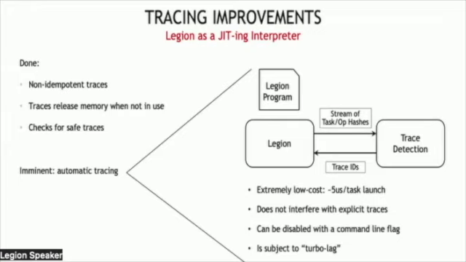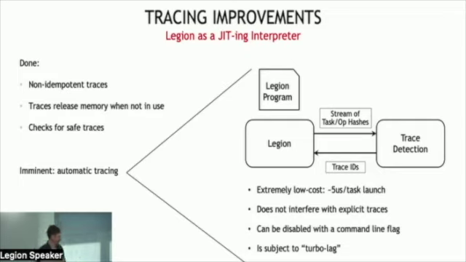And so effectively what it does is the same sequence of hashes that we compute for traces, we just use those as a sequence of hashes that become a string, and then we look for common substrings inside of that sequence, right? And it's an extremely low cost algorithm. It only takes about 5 microseconds per task launch. It doesn't interfere with explicit traces, so if you still want to mark your traces, you can still do that.